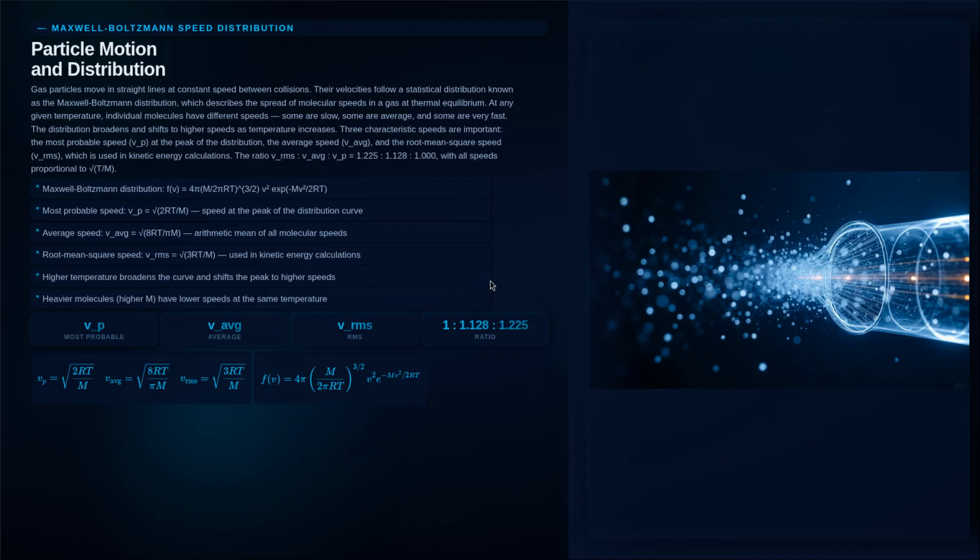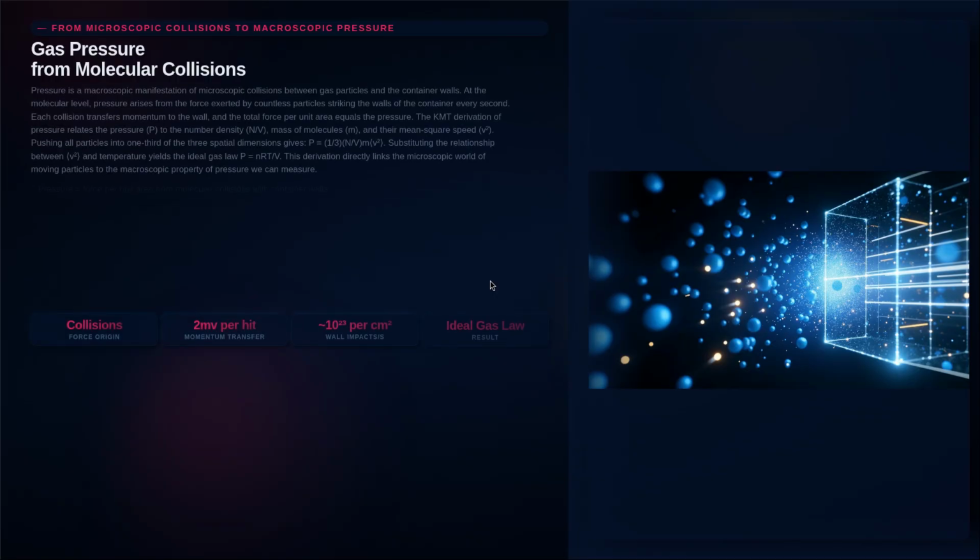3 characteristic speeds are particularly important. The most probable speed, Vp, is the speed at the peak of the distribution. The average speed, Vavg, is the arithmetic mean, and the root mean square speed, Vrms, is used in kinetic energy calculations. All 3 speeds are proportional to the square root of temperature divided by molar mass.